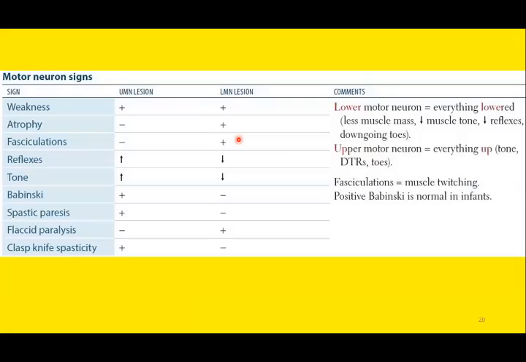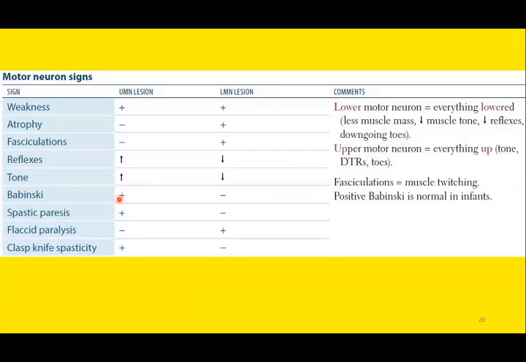So this is the mnemonic. In upper motor neuron lesion, everything is going up. The muscle tone is up. The deep tendon reflexes are exaggerated, and the toes move upwards. This indicates positive Babinski sign.